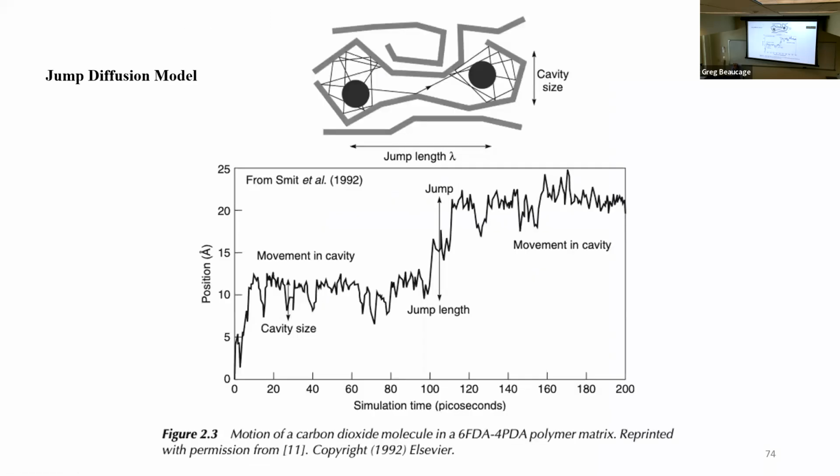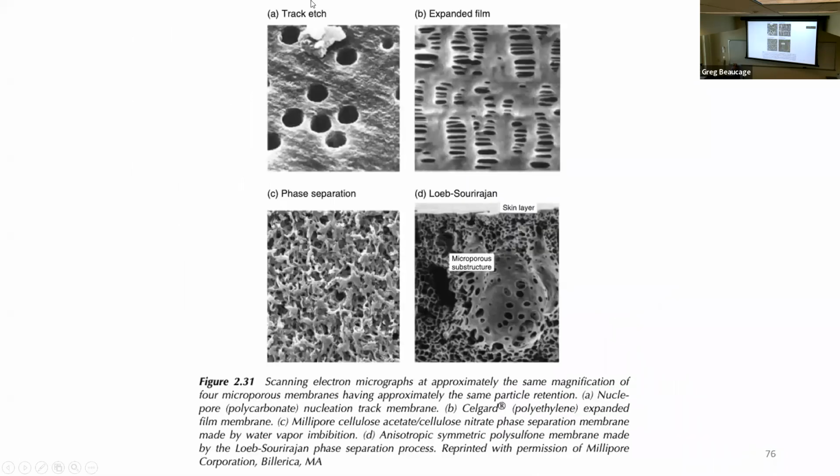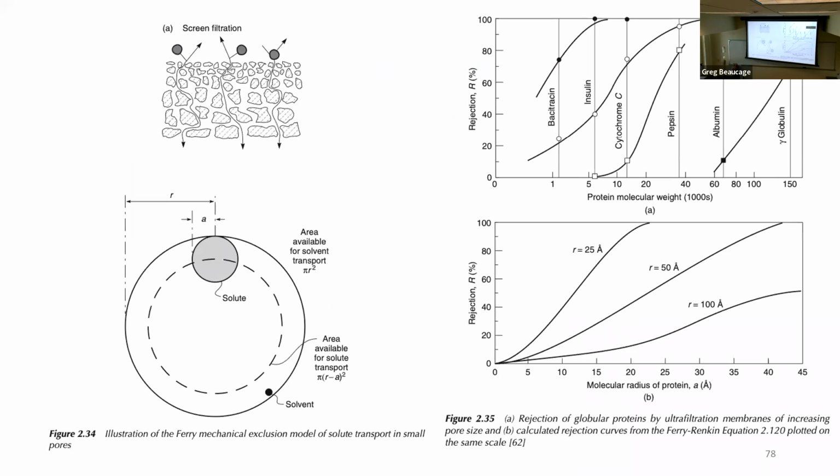And then this is a model of that jump diffusion thing. Again, it's got two parameters. One's a time parameter, like the tau, the relaxation time. One's a distance parameter, like how far it jumps every time. People have modeled it across membranes versus particle size.